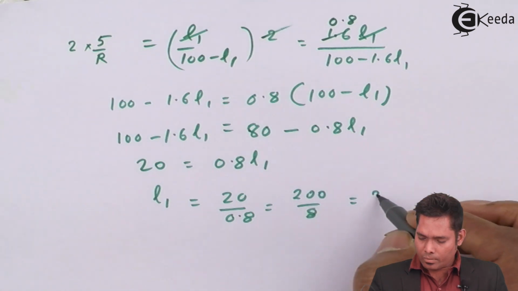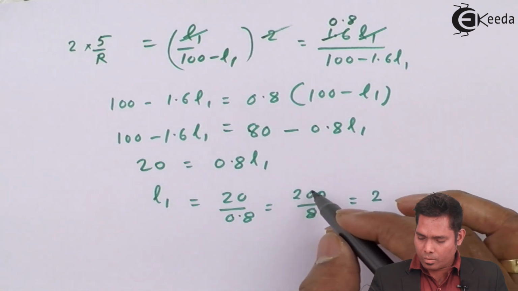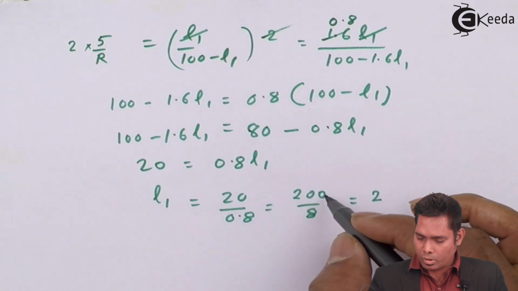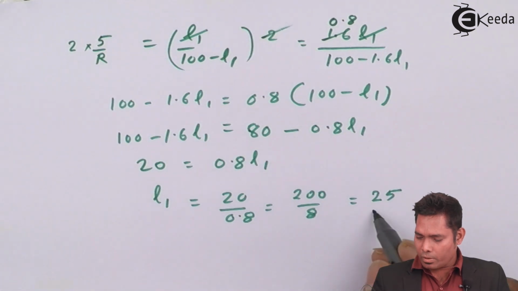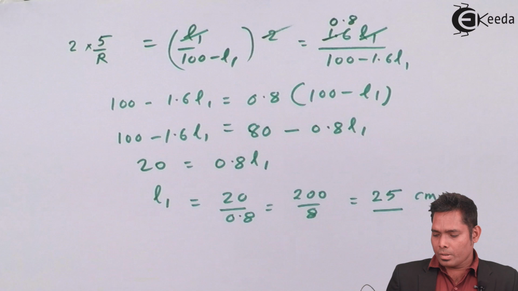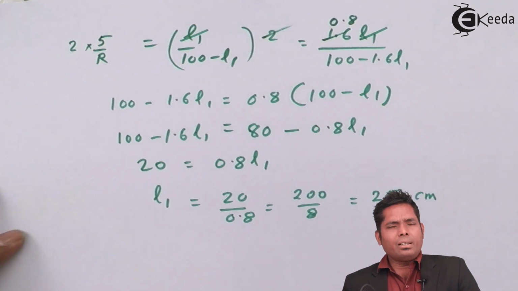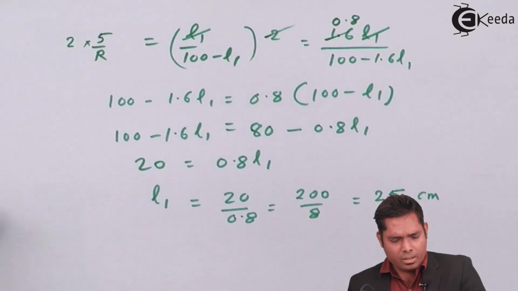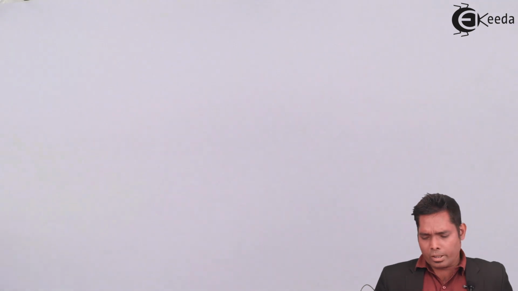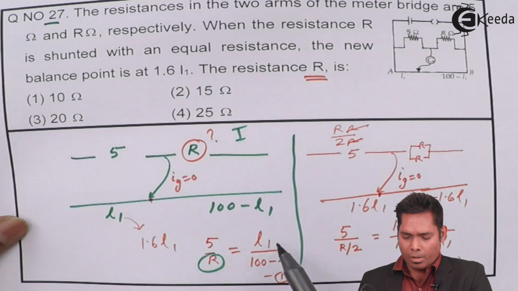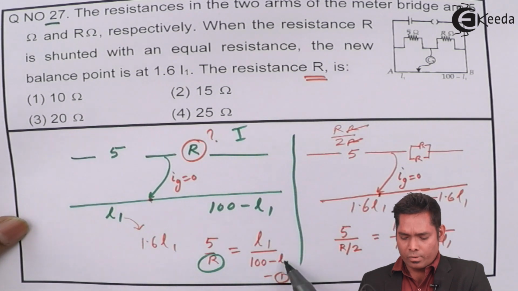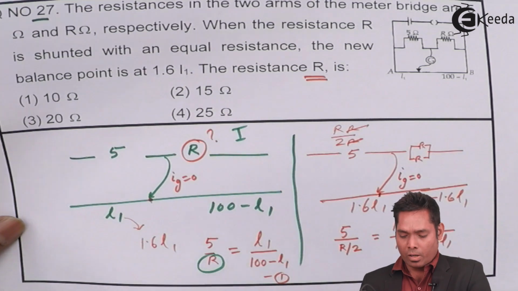8 2s are 16, 4 and 0 is 40, 8 5s are 40. So it is 25 centimeter. When I get the length as 25 centimeter, I will just move to any one of these equations to get the value of R. I put L1 as 25 here, and I'll get the value of R.